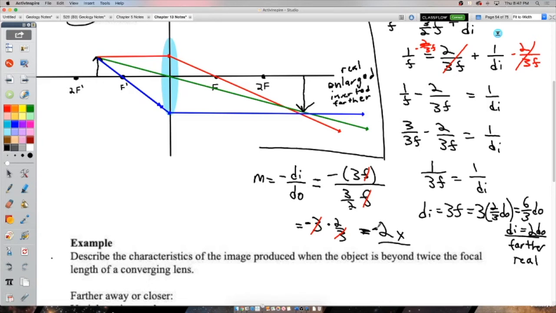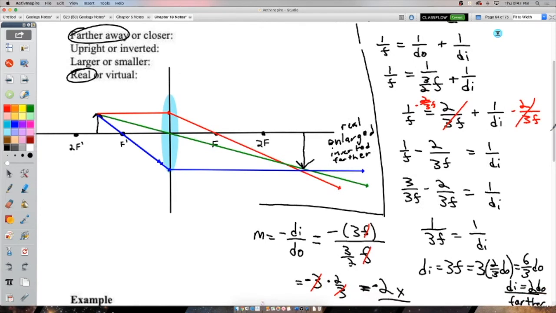You're multiplying its height by negative 2. Well, the negative means you're making it upside down, right? You're flipping it. So it's inverted, and negative 2, you're making it twice as big, just upside down, so larger. What did our ray diagram say? Real, enlarged, inverted, and farther. Perfect. That's exactly what we got, right?